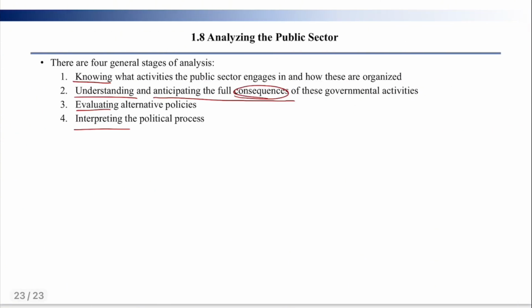Okay, the last part, analyzing the public sector. There are four general stages of analysis: knowing what activities the public sector engages in and how these are organized, understanding and anticipating the full consequences, evaluating the alternative policies, and interpreting the political process. Okay, that's all for topic 1.